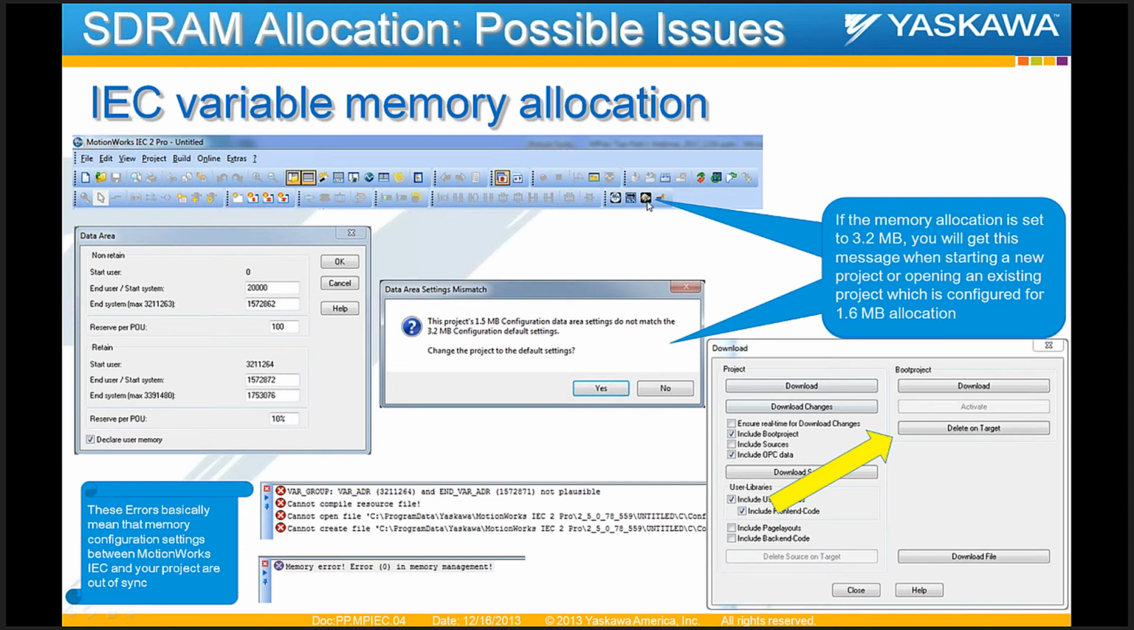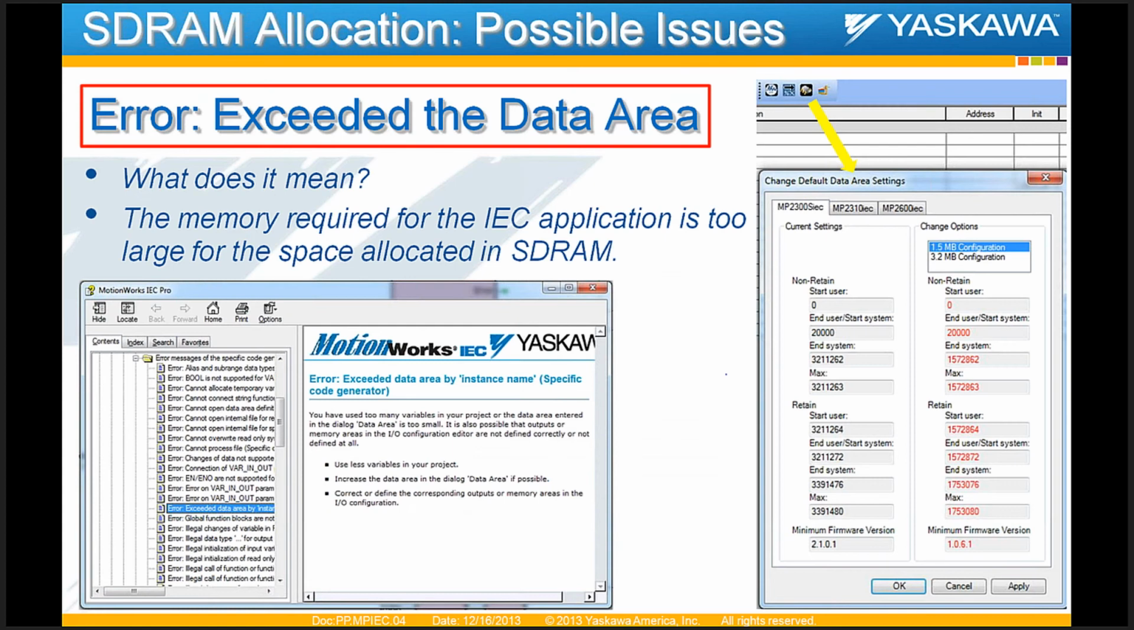I just show this box at the left. This is the data area settings. If you right-click on the resource in the project tree window, these numbers are fixed. You can't really adjust these yourself, but that's where the memory allocation is set for the 1.5 megabyte versus 3.2. That's the settings we are automatically setting for you when you click on this icon here and set the values with this box.